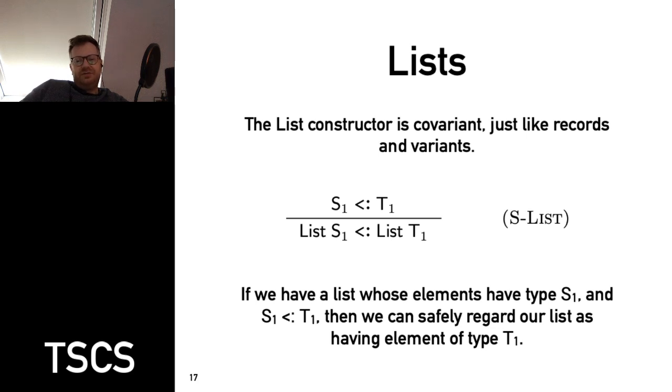So if we have lists whose elements have type S1, and S1 is the subtype of T1, then we can safely regard our list as having elements of T1. This is very, very neat. And in Java, you don't have this. In Java, lists are invariant. So you need to have a defined list of that type, of that parameter where you want to bind your list to. Java programmers can tell you all things about conversions of list types and so on.